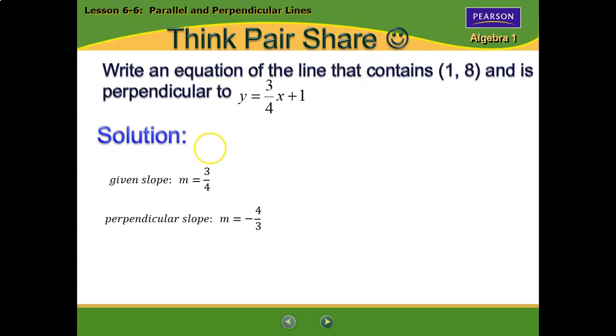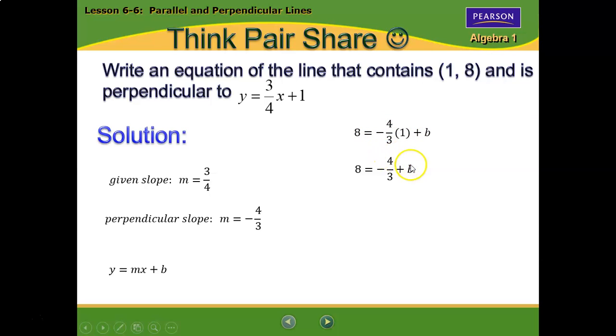So we're going to take our perpendicular slope, the slope that we just now found by taking the negative reciprocal, and with the point they give us, (1, 8), we're going to substitute it into the slope-intercept form of a line, y equals mx plus b. So let's substitute those two pieces of information in. We're going to put the -4/3 in for m, which is our slope, and we're going to put the 8 in for where y is. We're going to put the 1 in for x. And then we're going to simplify. -4/3 times 1 is -4/3.